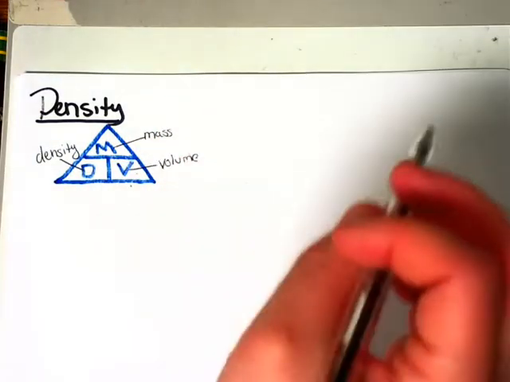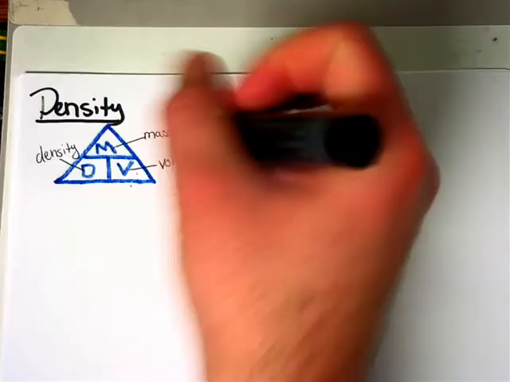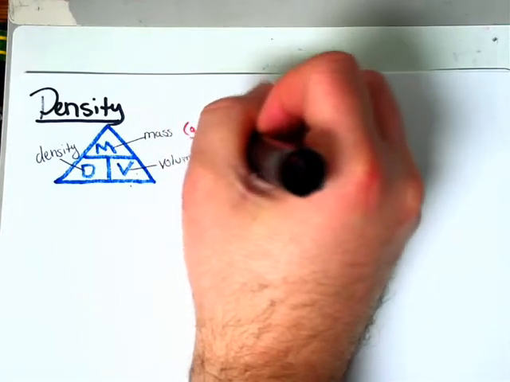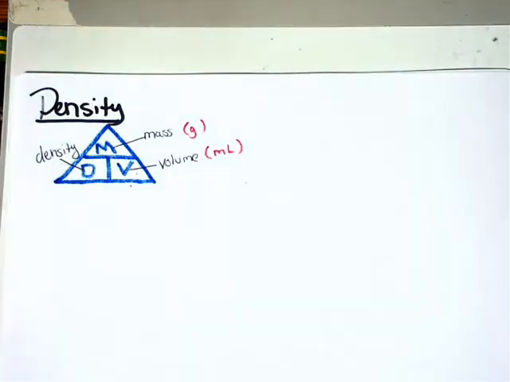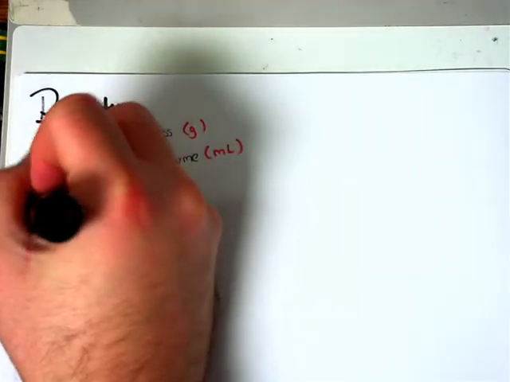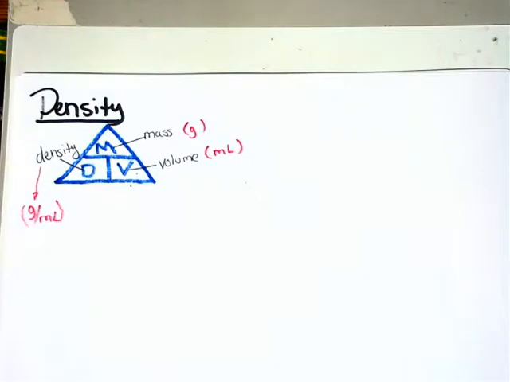Now, what's the unit of mass typically? Hopefully we're all still paying attention, right, Grayson? Grams. Perfect. And what's the unit for volume? Milliliters, typically, milliliters or liters. Perfect. Which means the unit for density is going to be grams per milliliter.